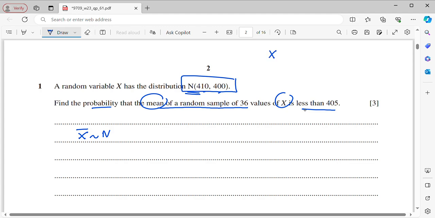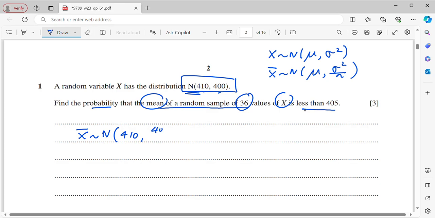Just for your information, when x is normally distributed with mean mu, variance sigma squared, then the x bar will be normally distributed with mean mu and variance now becomes sigma squared over n. Our n is 36. Therefore, my distribution becomes 410 followed by 400 divided by 36. Now we need to calculate the probability that the x bar mean is less than 405. So from here, we need to standardize the normal random variable.